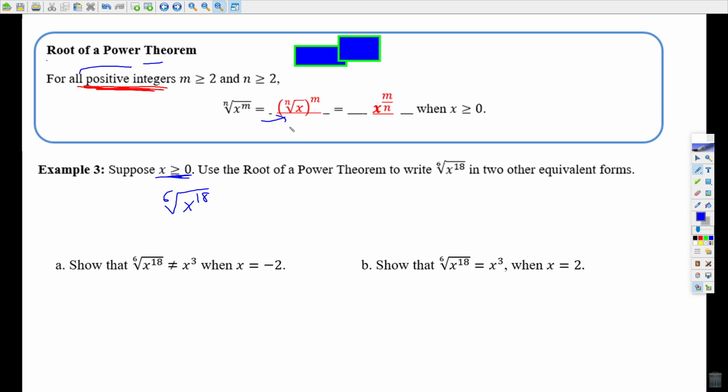Now we're going to go to this form. So one other way to write this is we could take the number 18 and put it at the outside, put this in parentheses. So we have the 6th root of x raised to the 18th, which also equals, rewrite it like this as a fraction exponent, x to the 18 over 6. And we could go even further because we can actually simplify what 18 over 6 is. That is just the same thing as 3 over 1 or 3, x to the 3rd.